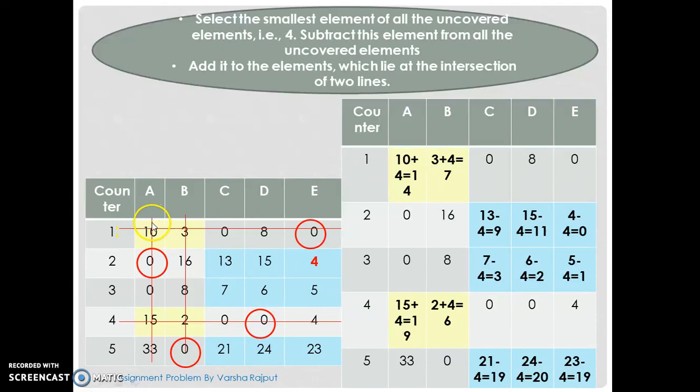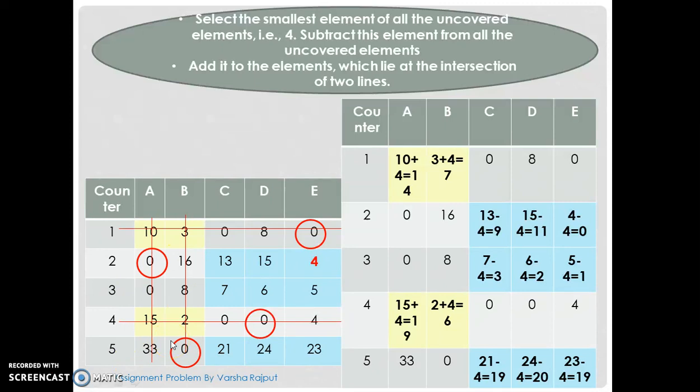the lines are intersecting. So 10 plus 4 will be 14. Then 3 plus 4 will be 7. 15 plus 4 will be 19. And 2 plus 4 will be equal to 6. And other elements keep as they are. These gray color cells are the other elements.